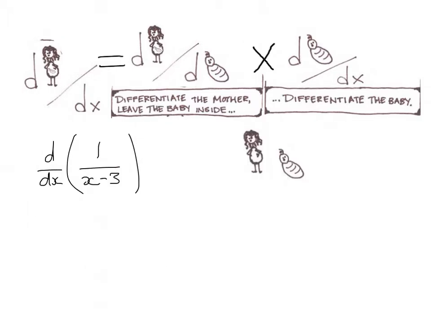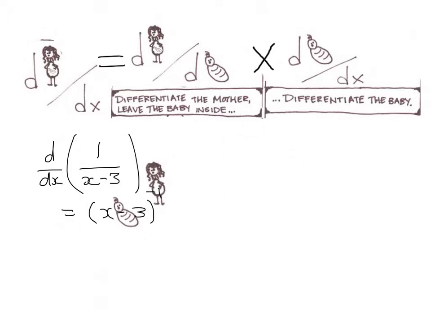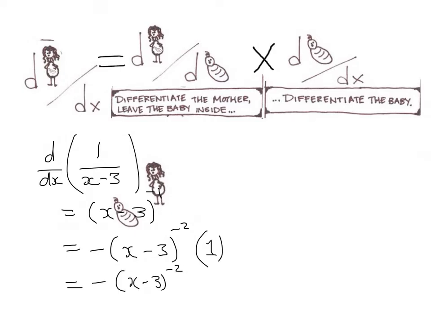This one looks a bit complicated, doesn't it? But quite often ones that look complicated, you can just write them a different way, and then they look easy. Like this one, for example, is x minus 3 to the minus 1. It's now pretty obvious that the baby is the x minus 3. That's inside the to the power of minus 1. So the mother is to the power of minus 1, so we can differentiate that. Minus 1 comes down, baby stays inside, changes to minus 2. Then we multiply by the derivative of the baby, which in this case is just 1, giving us minus x minus 3 to the minus 2.